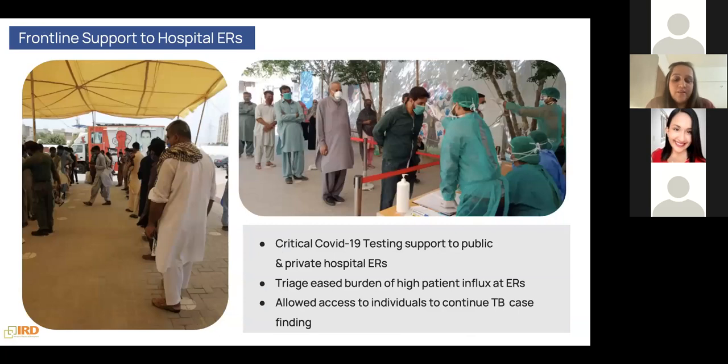At hospitals, our teams were trained to provide critical COVID-19 testing support to public and private hospital ERs. As you know, all the outpatient departments of hospitals were shut down, like I mentioned earlier. And so teams were trained to help provide triage outside busy ERs, and that helped ease the high burden of influx of patients coming to these ERs. It also allowed access to individuals so that we could continue TB case finding, which was really the need of the hour as well.